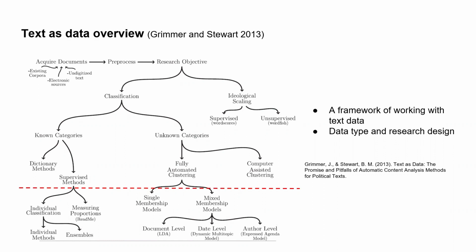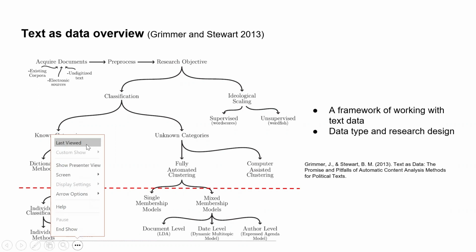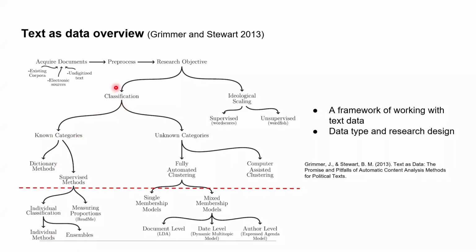It gives you a sense about what data analysis is. How can we give them a category? So first, you acquire documents. You can get them from existing documents, electronic resources, or undigitalized text. For example, for a PDF or a picture, you need to do OCR, right? Which is not hard. Now there are a lot of packages. Right now I'm using an OCR package. I found it amazingly good.